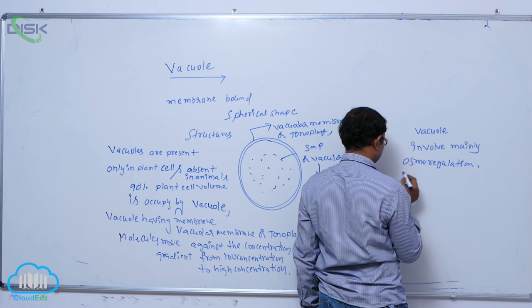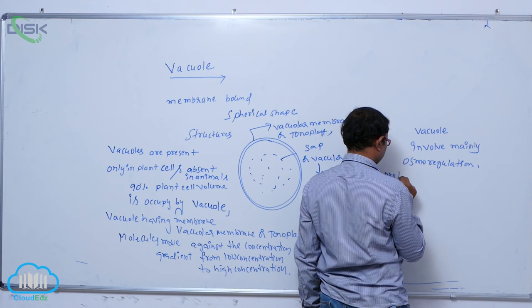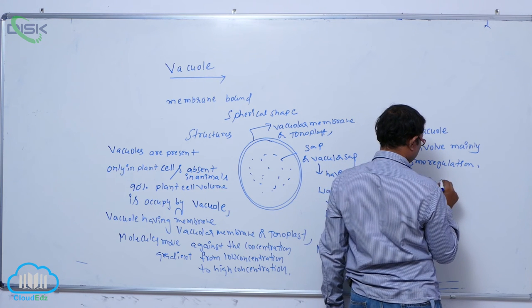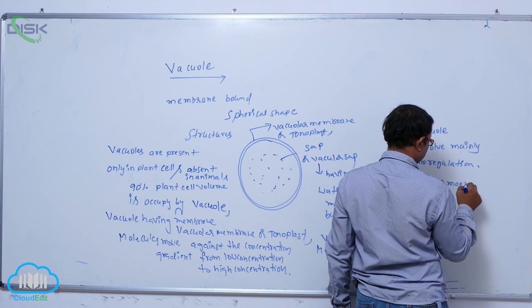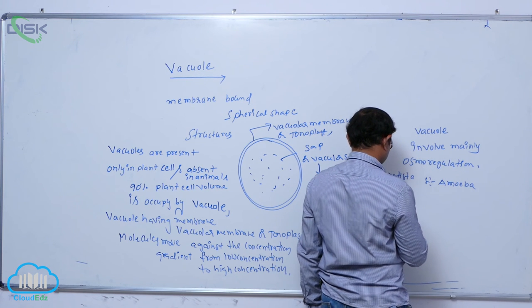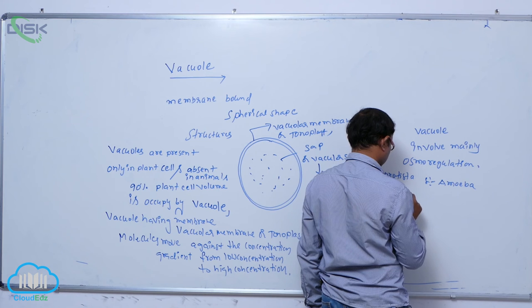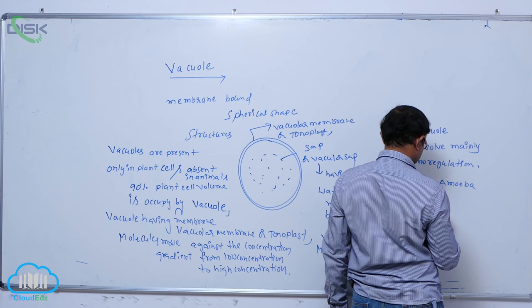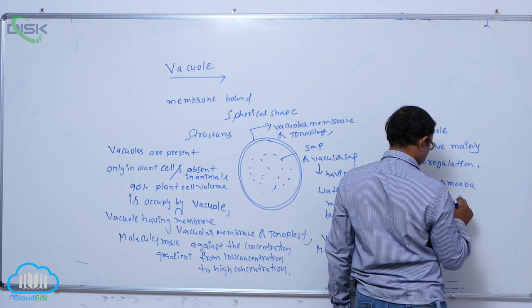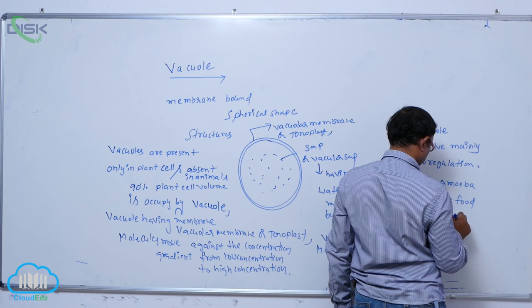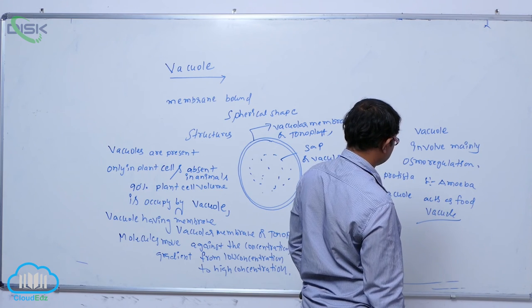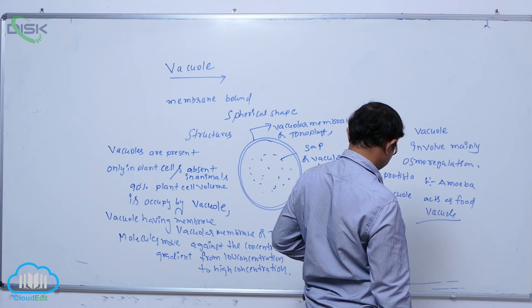For example, in the protista amoeba, the vacuole acts as a food vacuole. They store food material in the vacuole. So that's why they are known as food vacuoles.